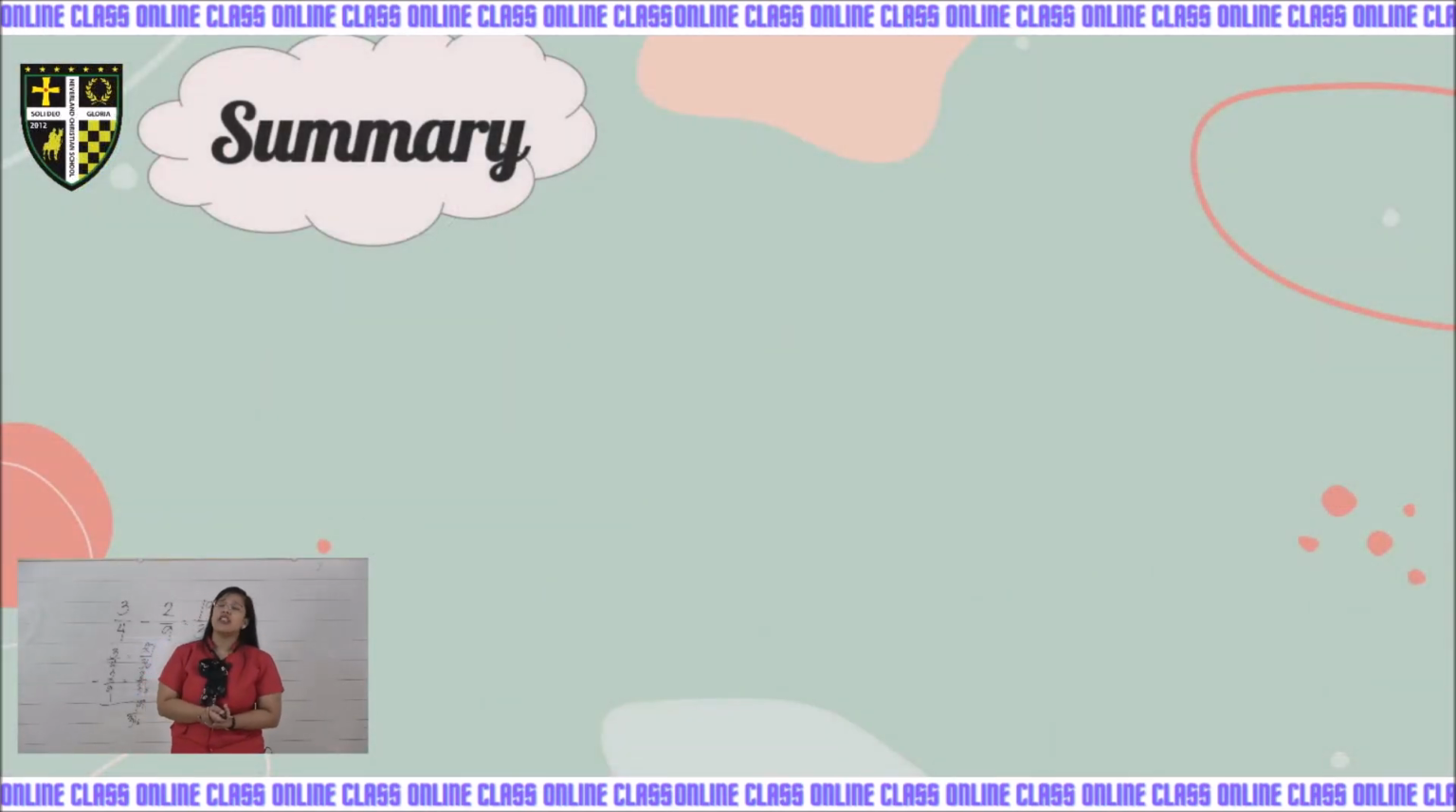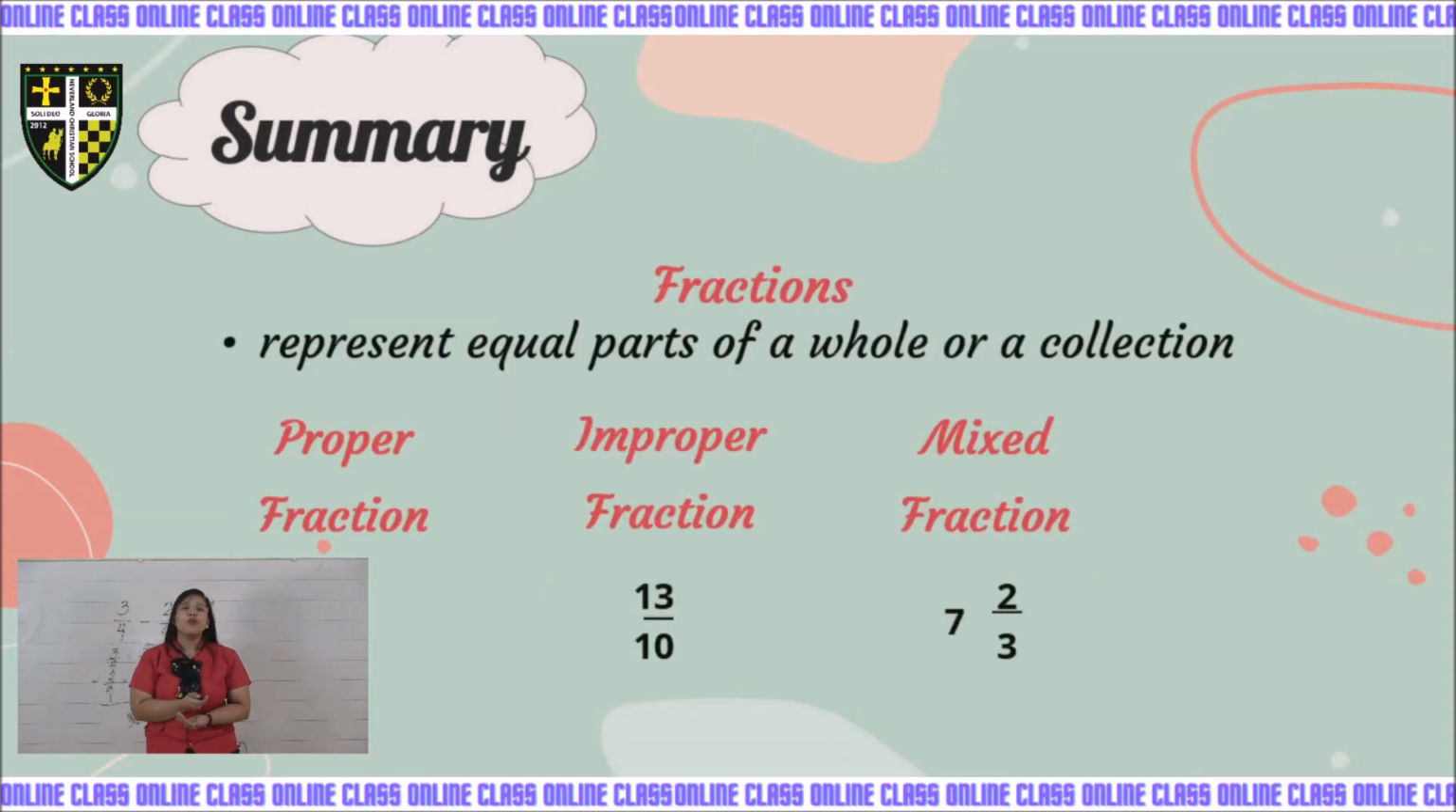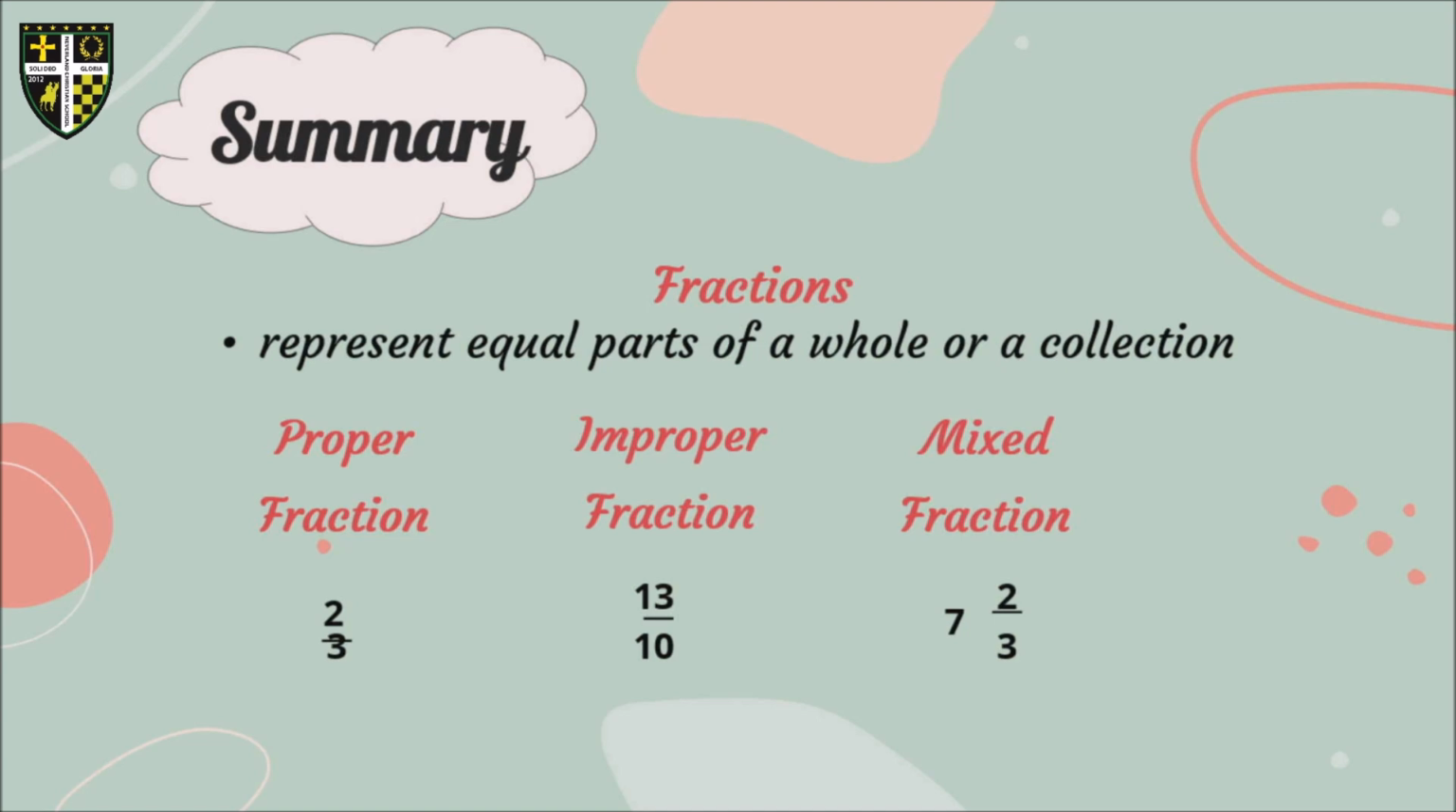So let's have the summary of all the lessons. So again, we have fractions. Fractions represent equal parts of a whole or collection. So again, we have 3 kinds of fraction: proper fraction, improper fraction, and mixed fraction. We have examples of proper fraction, which are 2/3 and 3/10. Again, proper fraction, the numerator is smaller than the denominator. Improper fraction, the numerator is bigger than the denominator. And the mixed fraction has a whole number and a fraction itself.